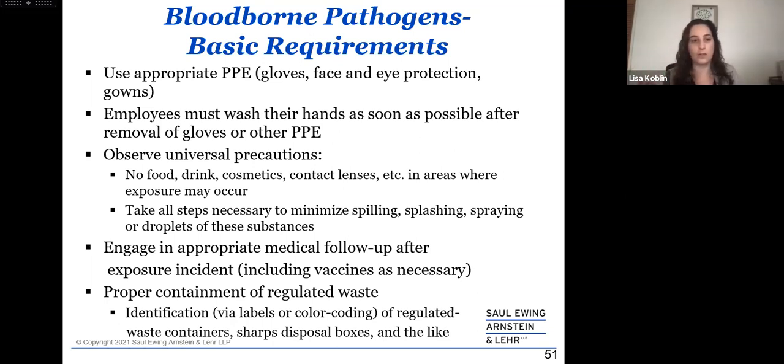So it should be common sense, but please don't have any food, drink, cosmetics, anything you're applying to your face or consuming near any potential bloodborne pathogen, any medical equipment, any medical devices, any medications or substances that are used to treat patients in the office. And always engage in the appropriate follow-up after any potential exposure. That includes making sure everything is documented if there's an incident, reporting to the physicians that you work with, and of course, contacting any other health authorities as appropriate if there is potential contamination.